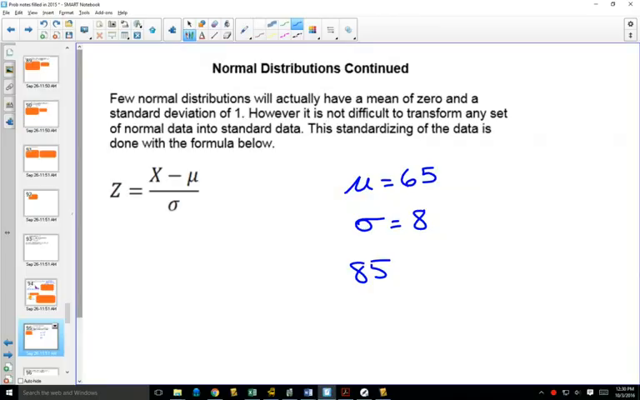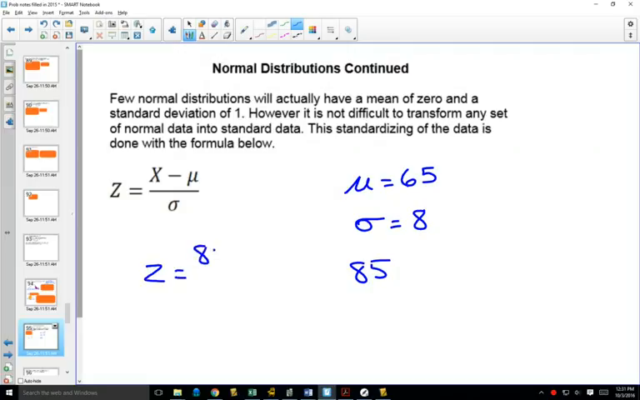Where are you at? What your Z-score does is it calculates how many standard deviations above or below the mean you were. So for this one, are you above or below the mean? You're above by quite a bit, right? You're 20 marks above the mean. If we want to figure out exactly how many standard deviations, can you see that you are more than 2 standard deviations above the mean, but less than 3? So all this formula does is it calculates that.